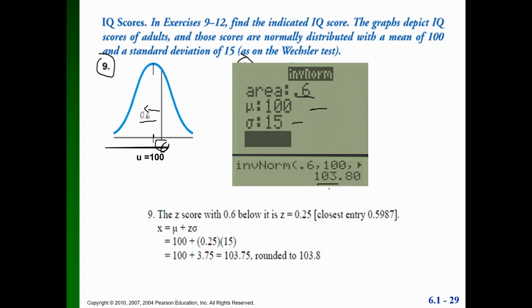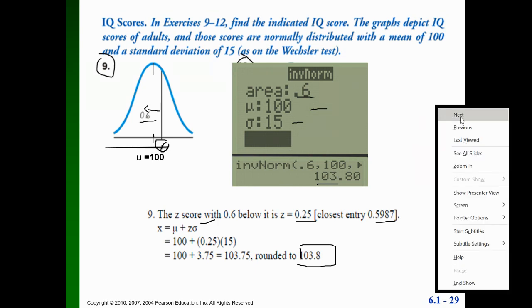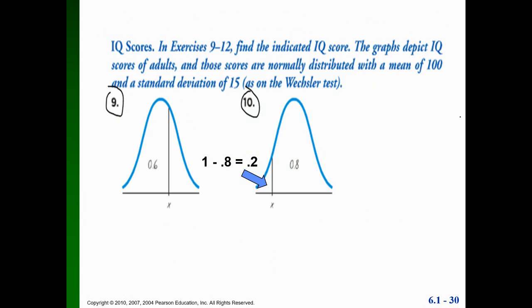If I were to do pencil and paper, I would have to go in my table and find the closest thing to 0.6000. And he tells me the closest thing in the body of the table was 0.5987, there's the Z score. I put it into this formula and come up with an answer of 103.8. But guess what? My calculator did it for me. All I did was put in three numbers. So there's a case with the calculator and the pencil and paper.